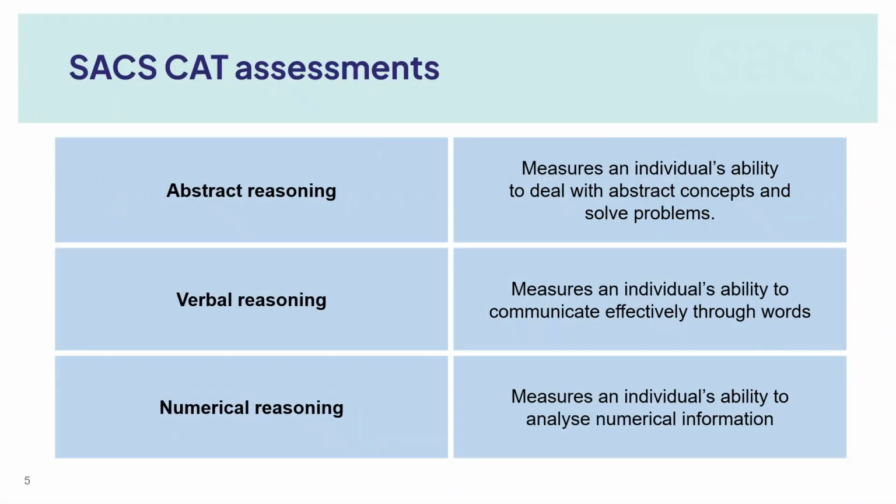There are three SACS CAT assessments: abstract reasoning, which is your capacity to solve problems which are strategic or tactical in nature; verbal reasoning, the ability to solve problems which are to do with words; and numerical reasoning, which measures the person's capacity to deal with numbers at work. CAT is best practice for measuring cognitive ability.